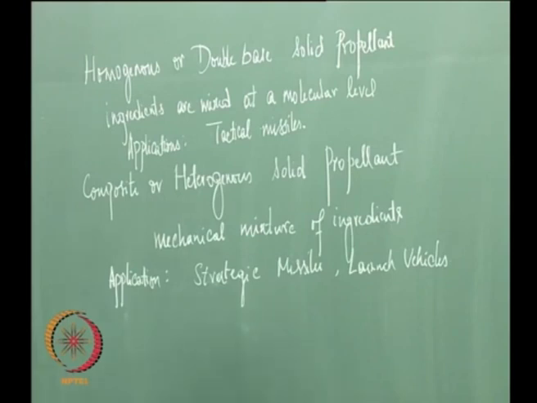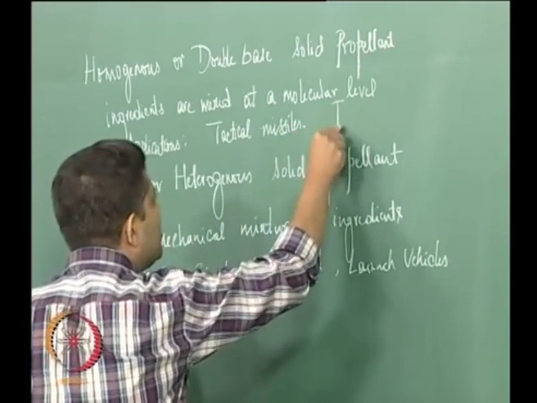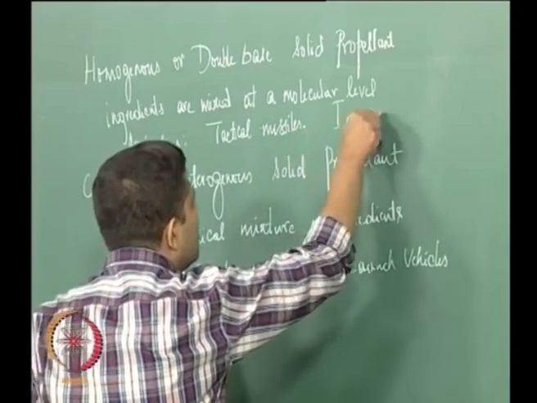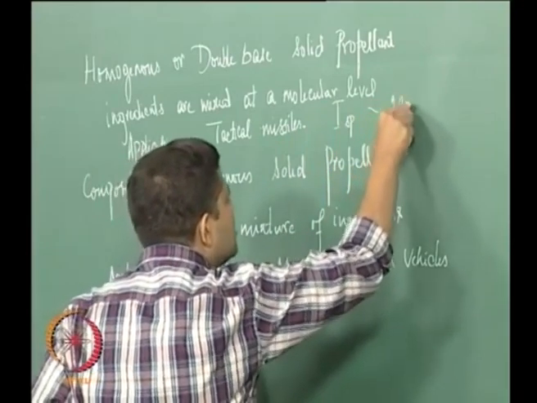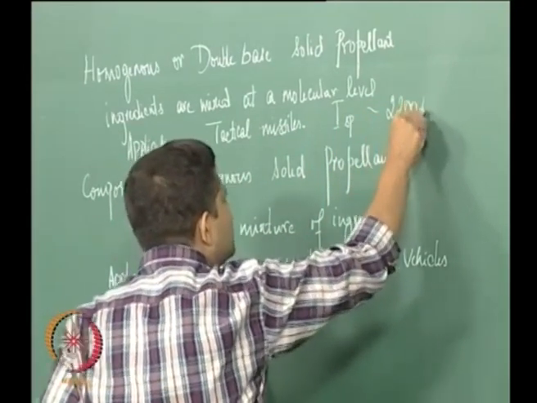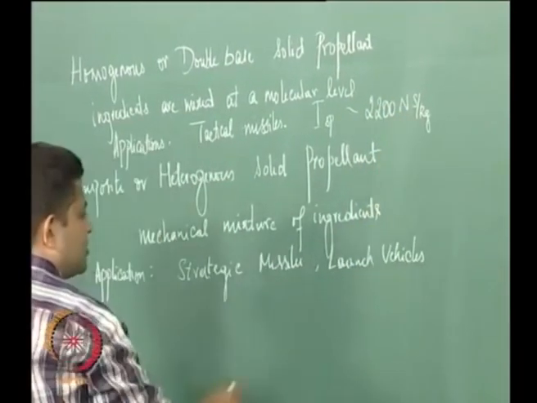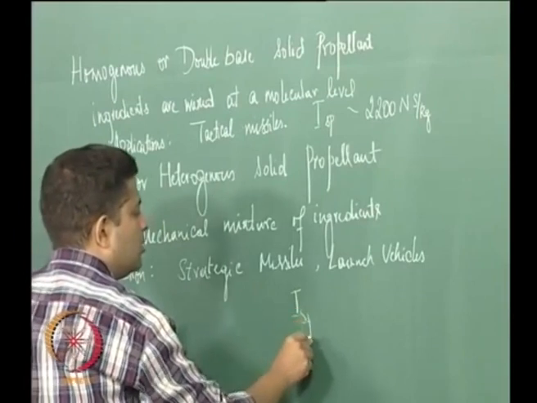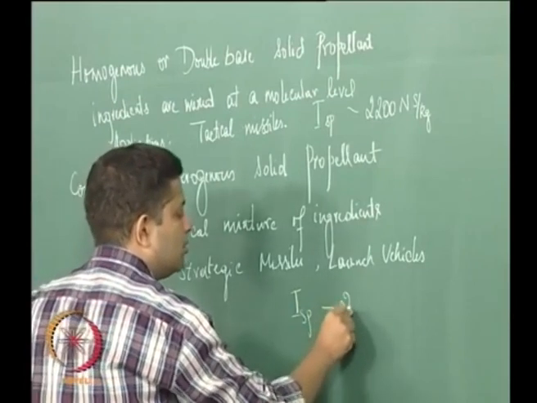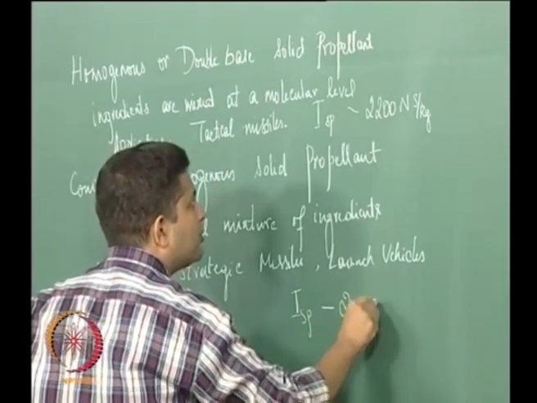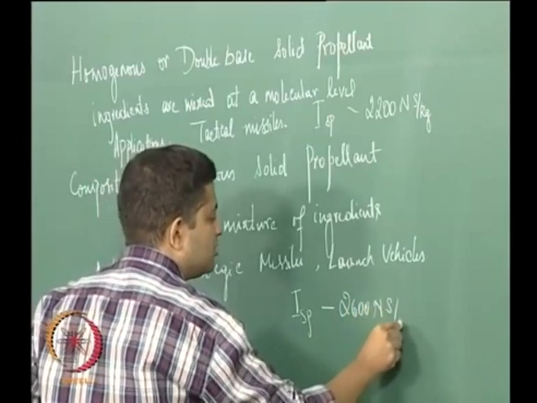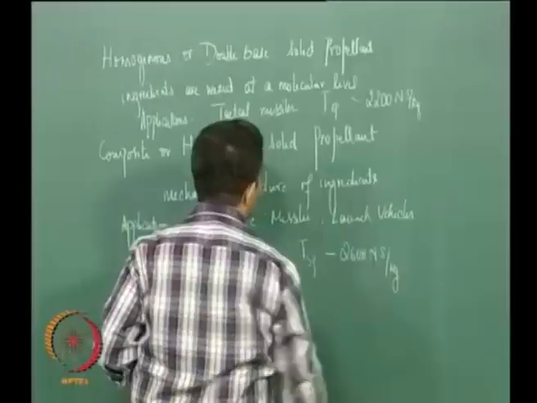Typically the ISP of this would be somewhere between 2200, whereas this can go up to 2000. Okay.